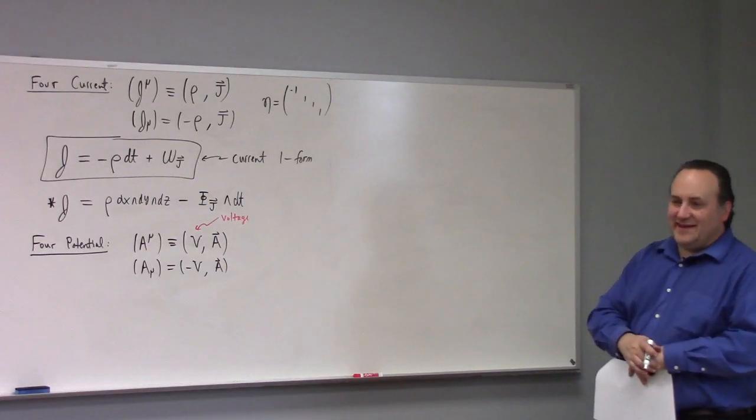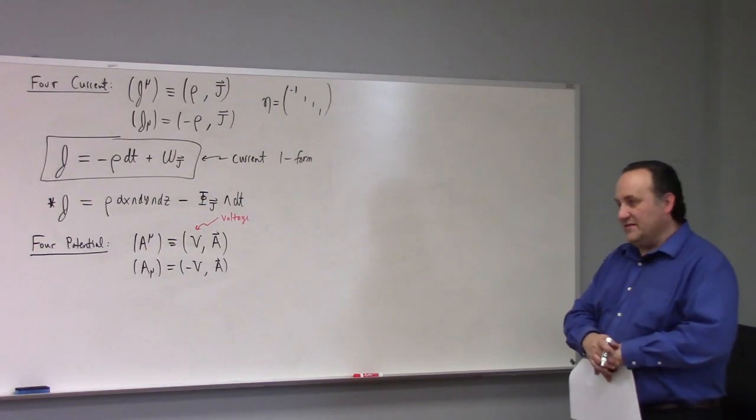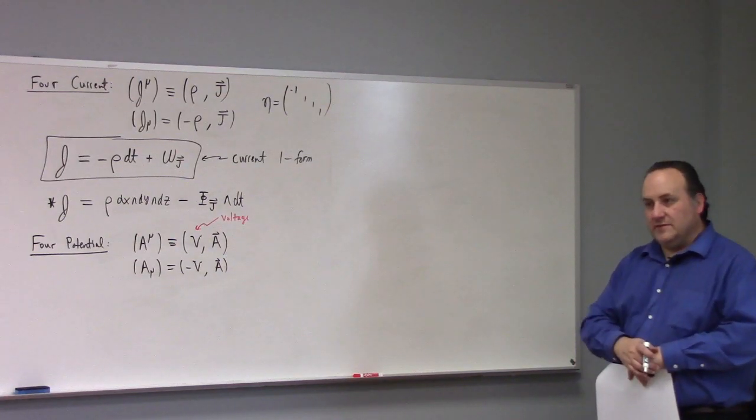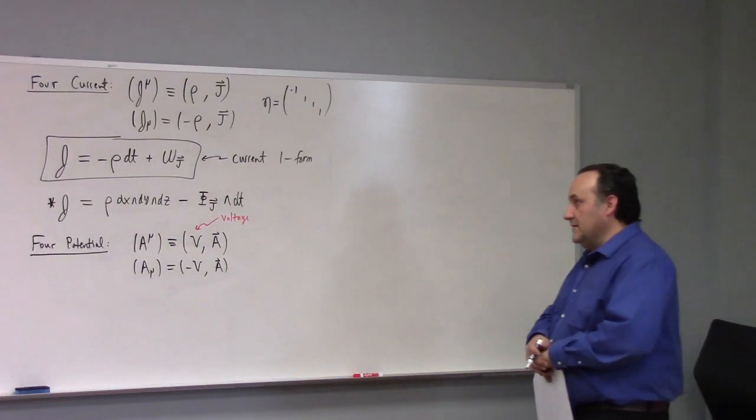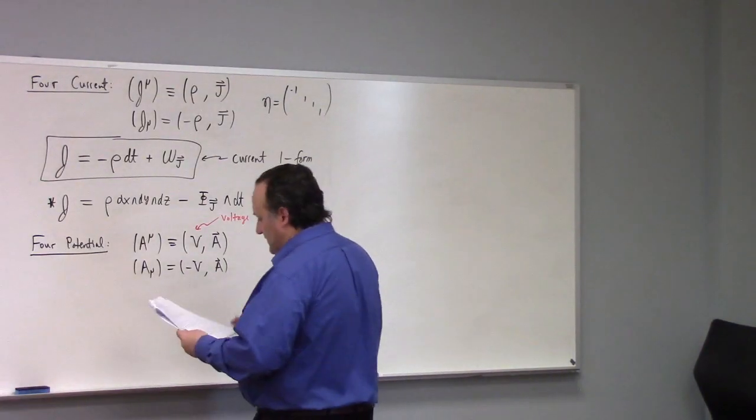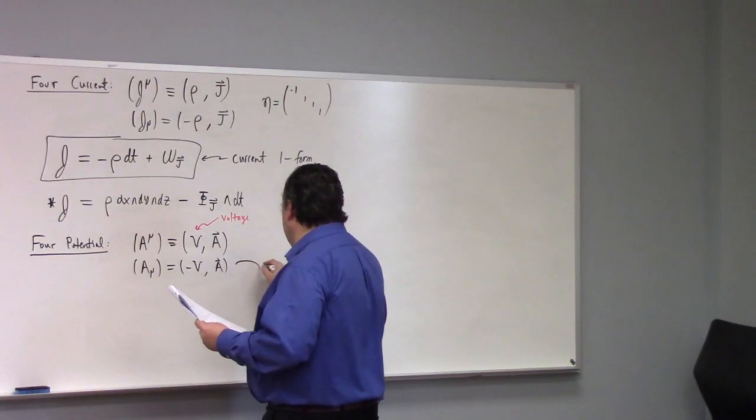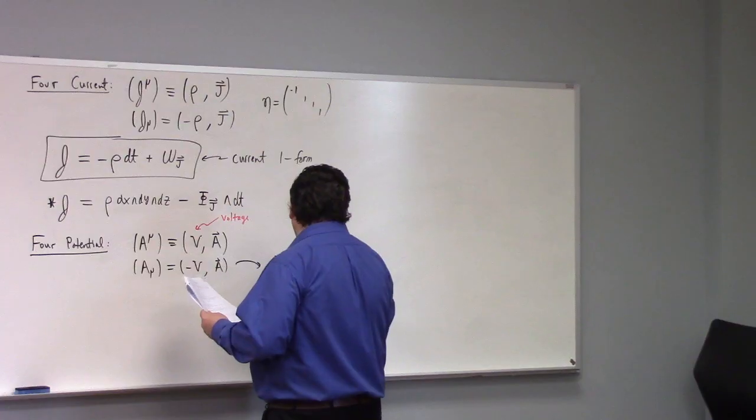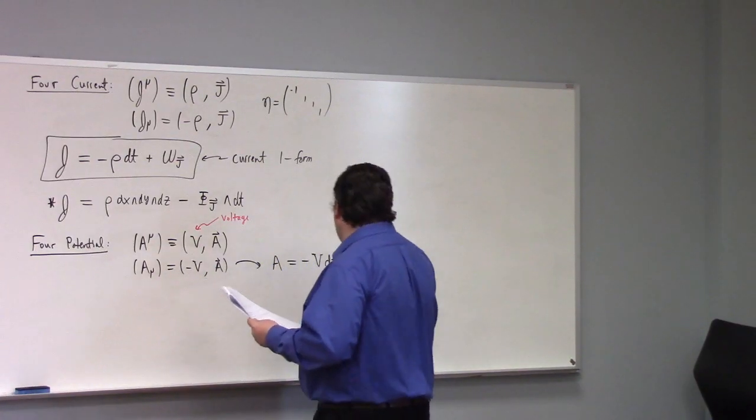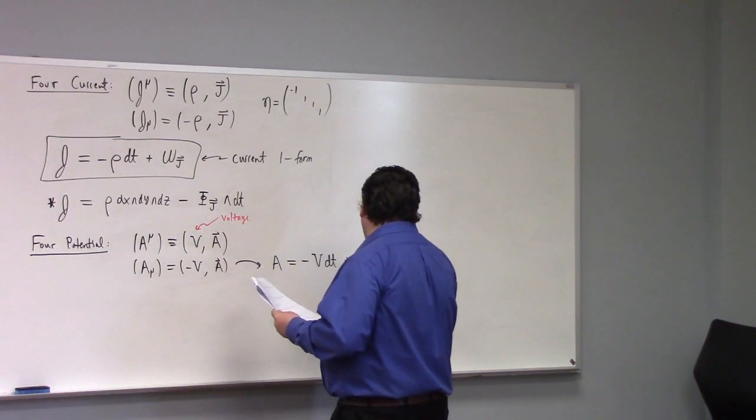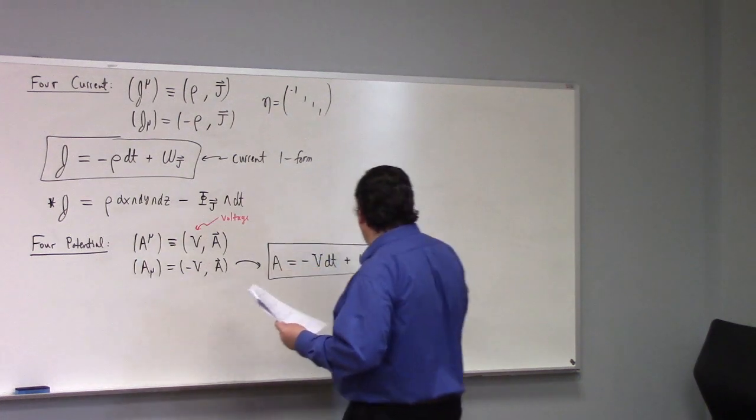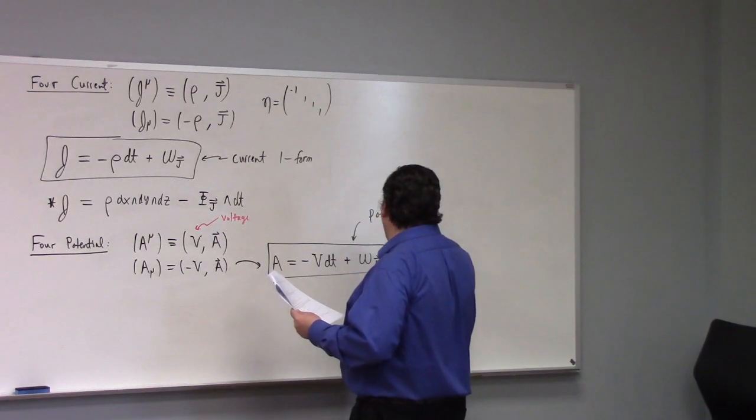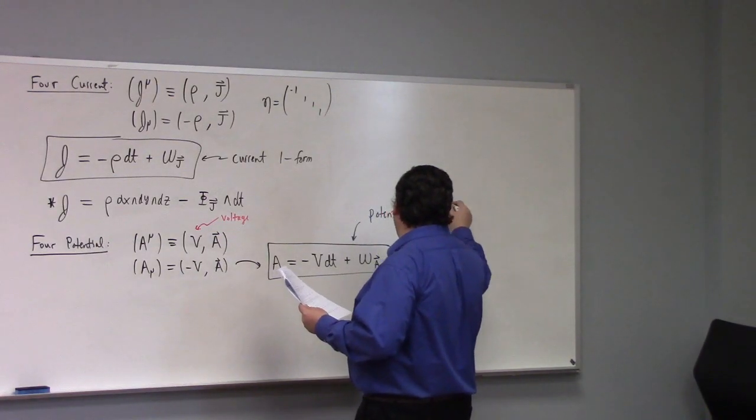So if we lower the index on the four potential from a contravariant four vector to a covariant four vector, we get minus on the voltage. Again, because we're using the Minkowski metric. This corresponds, of course, to a one form, which we can write as A equals minus V dt plus the work form of the vector potential A. So this right here is the potential one form, or sometimes you'll hear it called the one form potential.